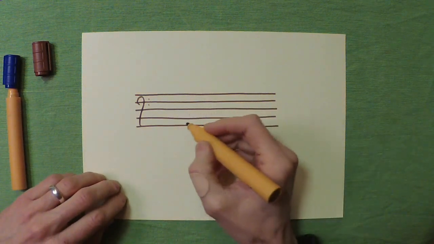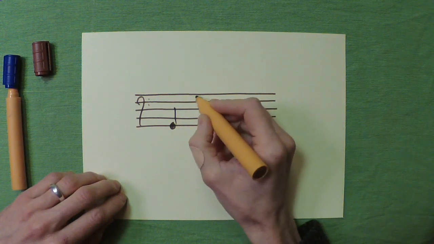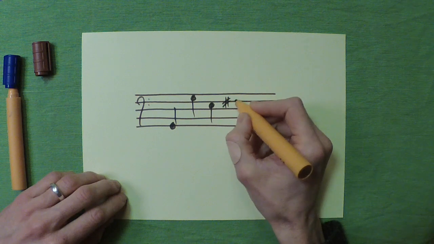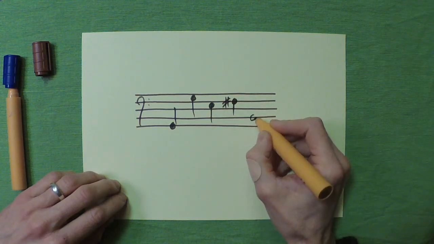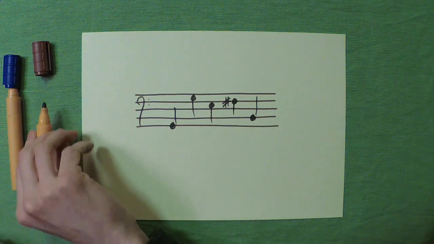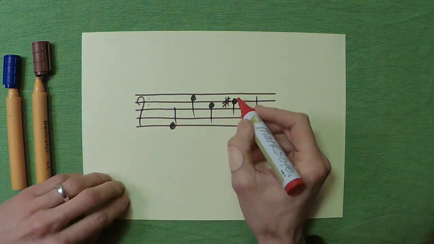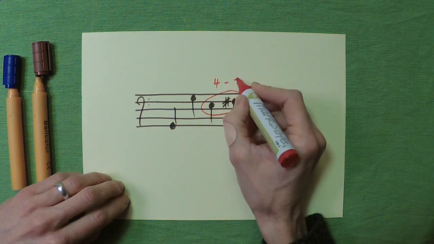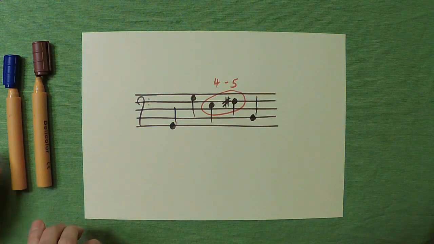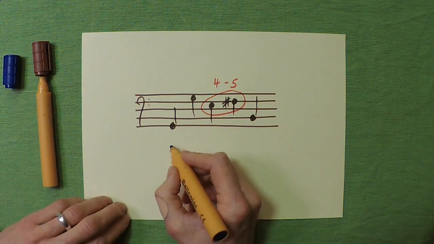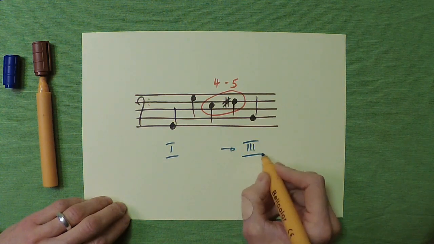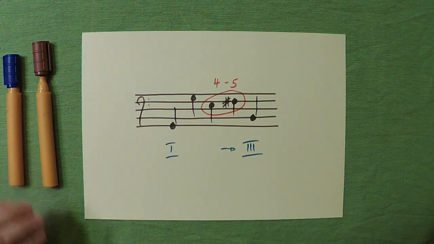Next I do G, so E to F sharp turns out to be 4-5 in a new minor key. So going from a major key, G major, to minor, to B minor.